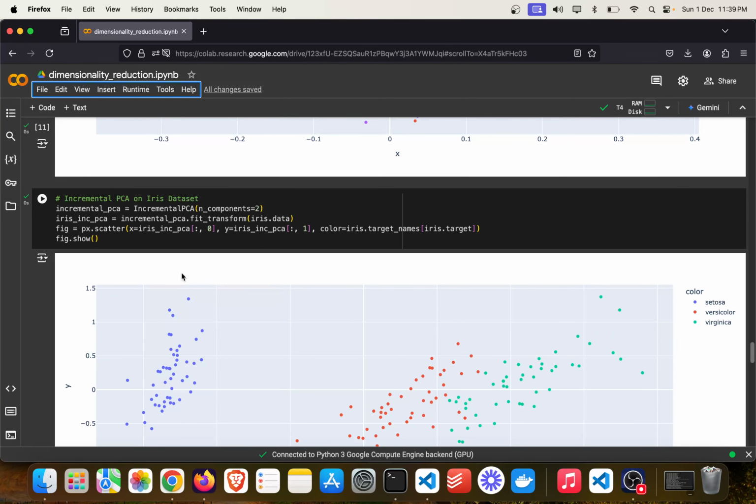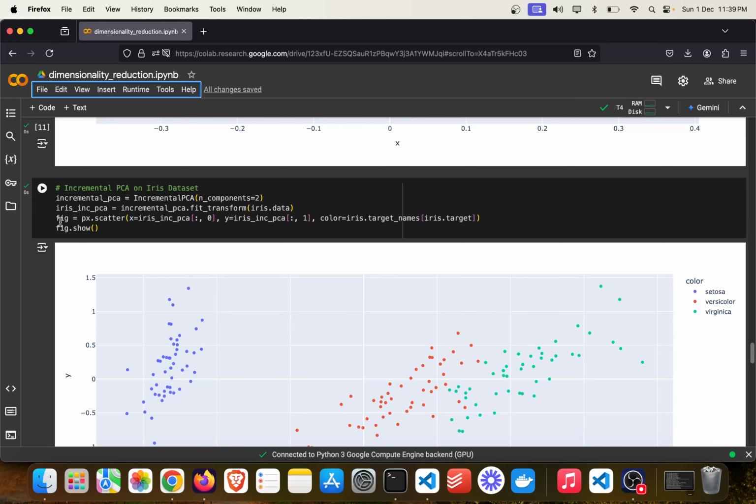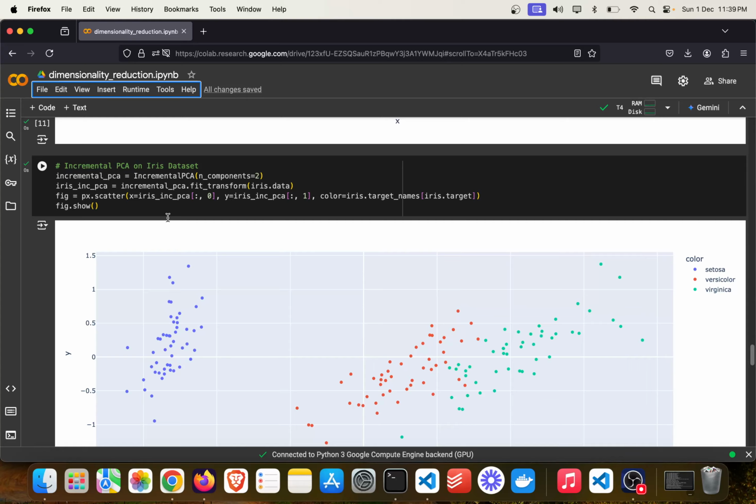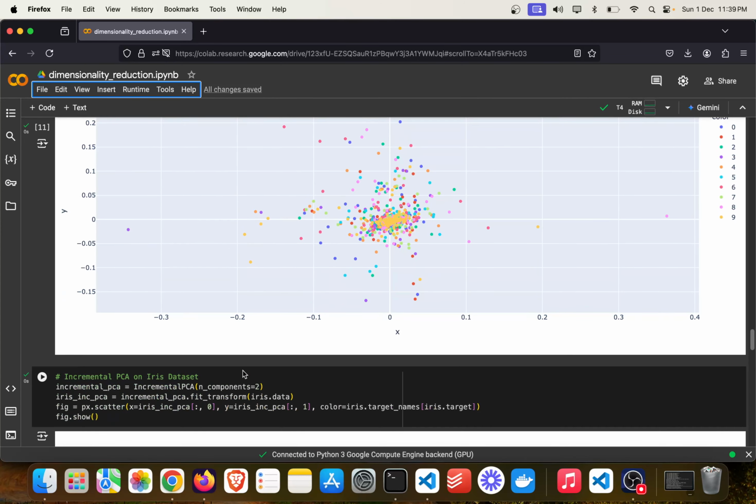Afterward, there's another technique called incremental PCA. It's also a variant of PCA, so it allows for partial computations which are useful for large data sets like iris. You can see the scatter plot here.